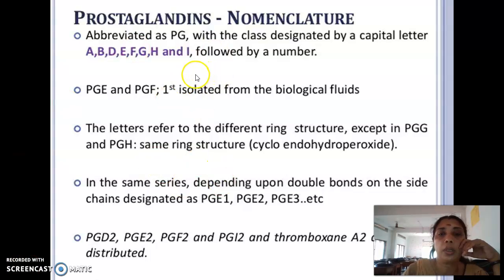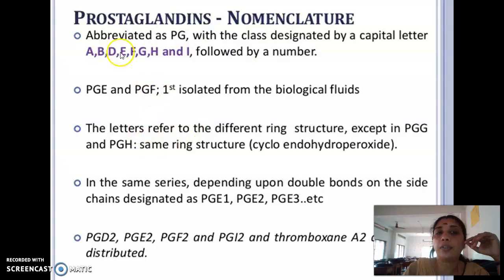Okay, so the different types of prostaglandins are there, in different families or groups. This is group one, PGE forms group one, then group two, different types. PGA, group three, group four, etc. So different groups are there, and the first group to be identified was PGE, followed by PGF, and it was first isolated in semen, and that's why they are named prostaglandins.